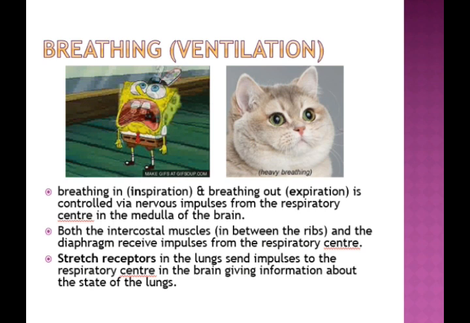So what about breathing? Breathing in and out is controlled by your medulla in the brain. The medulla is this area in the back of the brain that will be subconsciously controlling your breathing center. So you don't have to think to breathe; it is automatic. The intercostal muscles and the diaphragm receive impulses from the respiratory center. That means that part of the brain will be telling your ribs and also your diaphragm what to do.